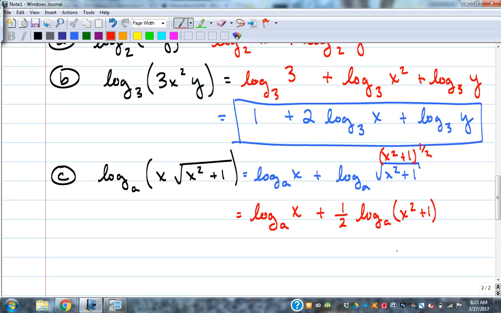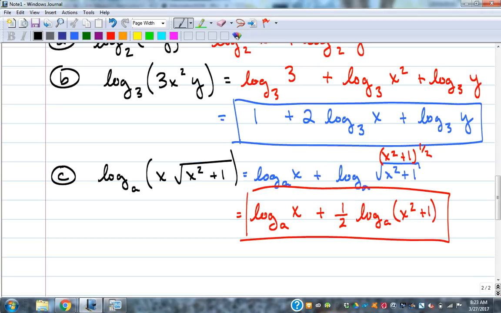Now, can you split apart an addition in here? We don't have a property that splits addition. We have properties that split multiplication and split division, but we don't have a property that splits addition there. Okay, so that would be the expanded form for example C. If it's on the bottom, it would be a negative. Let's go to that.